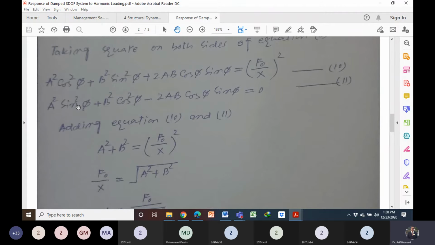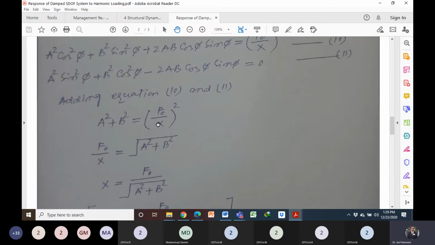sine square phi. That is equal to किसके बराबर होता है? 1, sir. That is equal to 1. Similarly here, we have sine square phi, cosine square phi, that will be equal to 1. So we have B square here. These two terms will be cancelled. And you can add these two terms. We have this expression now.